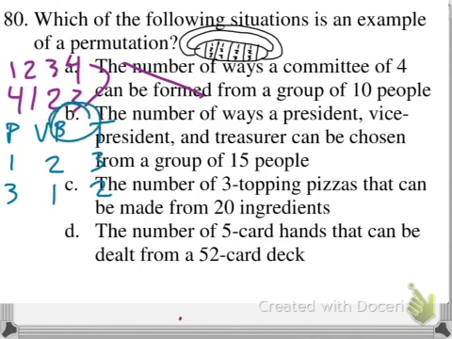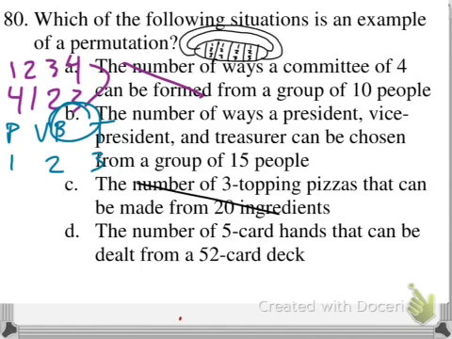So I'm going to circle that one, and then we'll read the rest of them just to make sure that that is the only one in which order matters. Okay, so let's go on to the next one. The number of three topping pizzas that can be made from 20 ingredients. Well, we've already talked about pizzas and how those are combinations, so I already know I can cross that one out. Because it doesn't matter if you choose anchovies, olives, and pickles. If you switch the order of that, it doesn't matter at all.